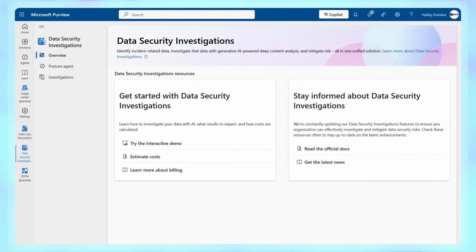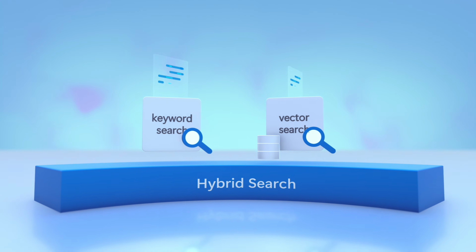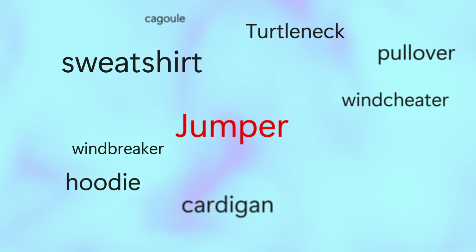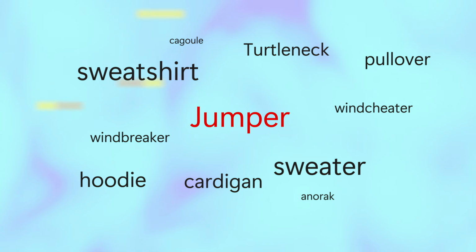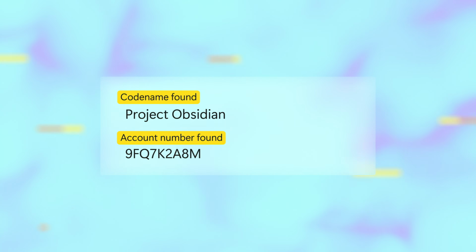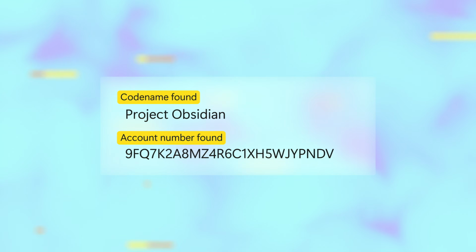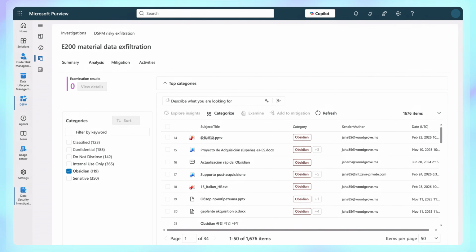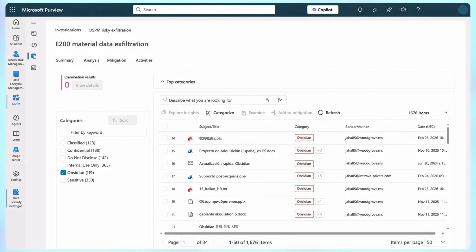In DSI, that level of insight comes from hybrid vector search and generative AI working together. Hybrid vector search can pick up on semantically similar items, synonyms, or the subtle ways people hide sensitive information, while also matching precise text strings like code names or account numbers. In short, it finds the right files by combining context with keyword precision.